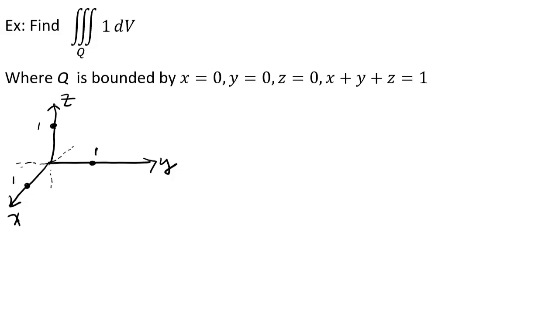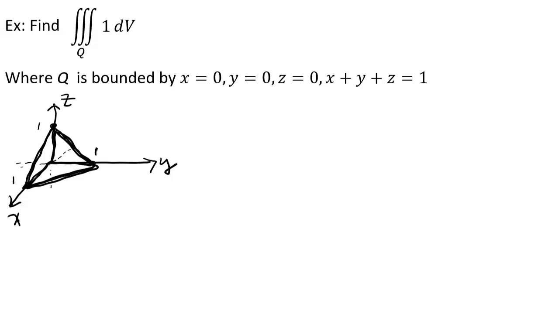And so what we've got is this portion of that plane, and then we'll be bounded in the back by this triangular side, on the side by this triangular side, and on the bottom by the xy plane. So we end up with a pyramid-ish shape. So that's our solid Q.